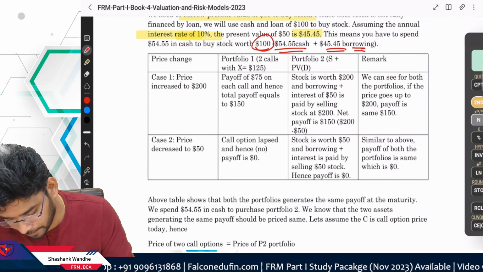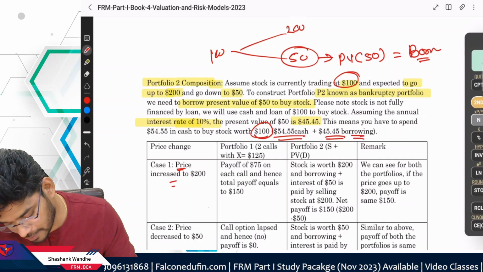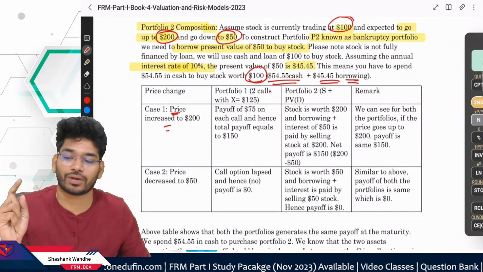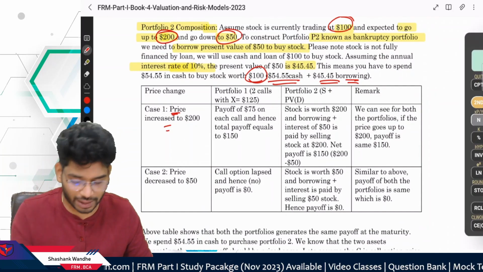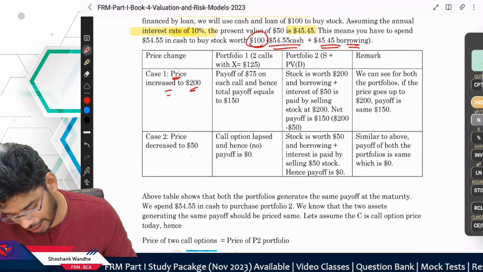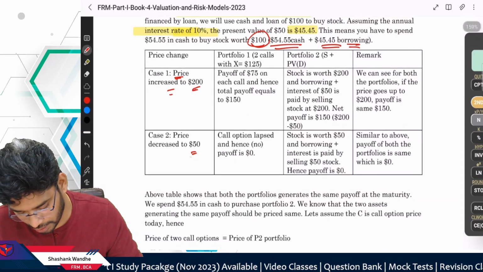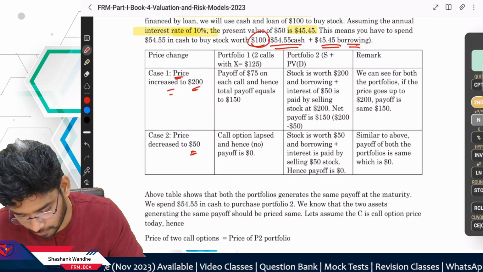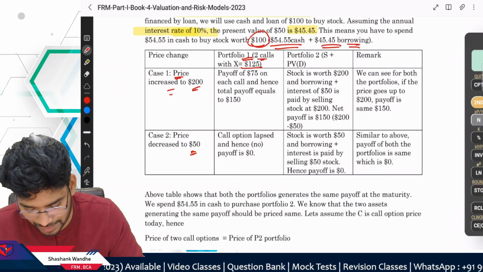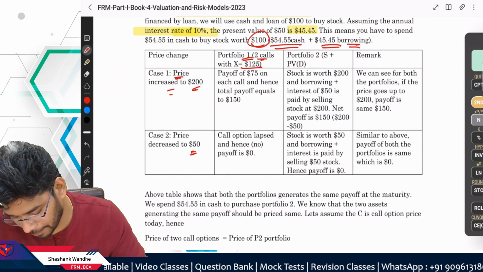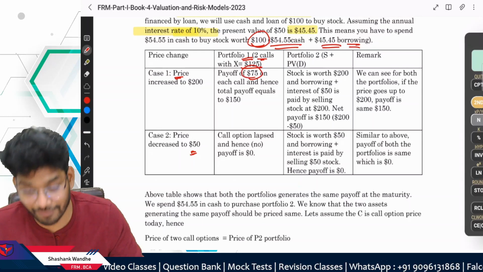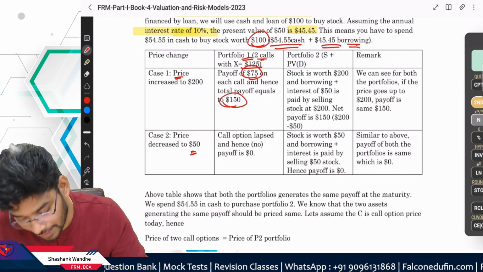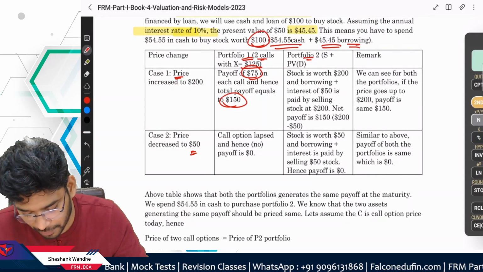So case 1: remember we assumed this particular stock can go up and down, so we will be able to take only these two cases, 200 and 50. In case 1 we will take 200, in case 2 we will take 50. Now in portfolio 1 we have two calls. Currently the strike price is 125. If your underlying price is 200, then you will get a 75 payoff on each call. Total payoff is 150. Now let's check what's happening with our bankruptcy free portfolio.